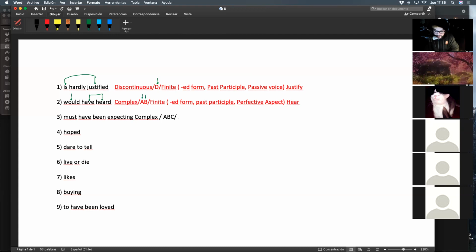Como tiene un modal es finite. Y ahora vamos con el main verb. El main verb es expecting. ¿Qué forma tiene? ING form. ¿Cómo se llama esa forma ING? Se llama present participle. ¿Y por qué está en present participle? Porque tiene un progressive aspect. ¿Cuál es la forma base del verbo expecting? Expect.